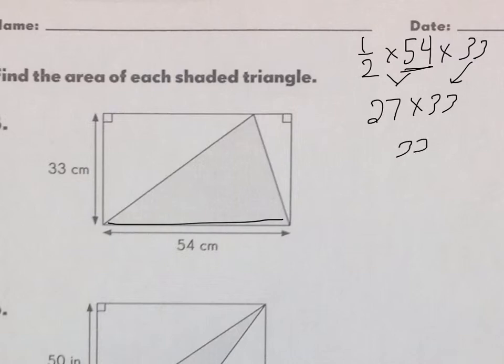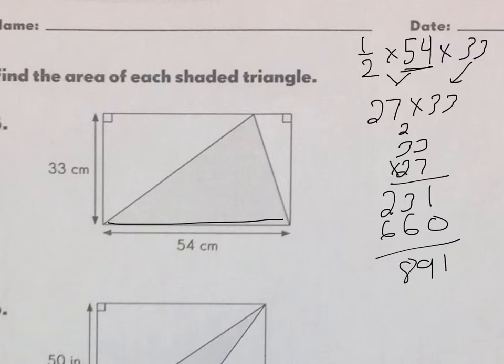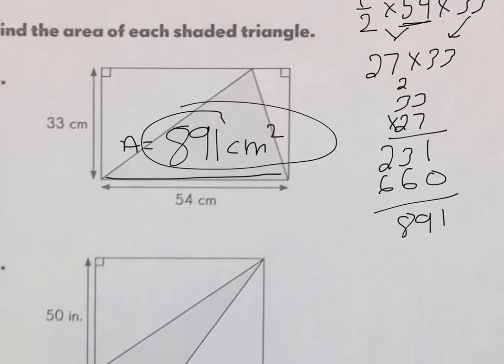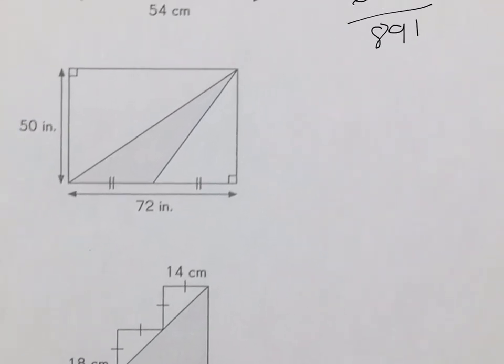So 33 times 27. 7 times 3 is 21. 7 times 3 is 21 plus 2 is 23. Add my 0, there's 6 and 6. 198. 891 centimeters squared. That is the area. A equals 891 squared centimeters. Okay, let's go down to number 6.